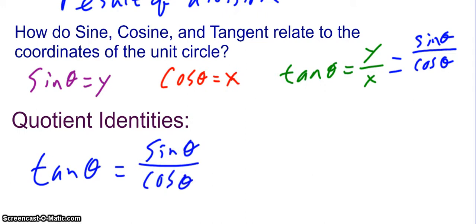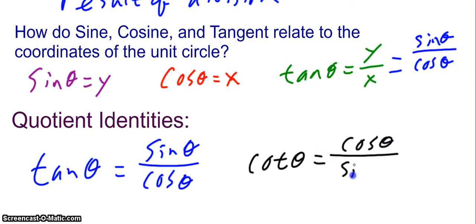The other quotient identity, there are two, if you will, is cotangent of theta equals cosine of theta over sine of theta. So you can understand that because tangent and cotangent are reciprocals of each other, or because cotangent of theta is x over y from the unit circle. It all relates. These are not new things. Don't think of this as something new you have to memorize. It's just something you are further understanding.